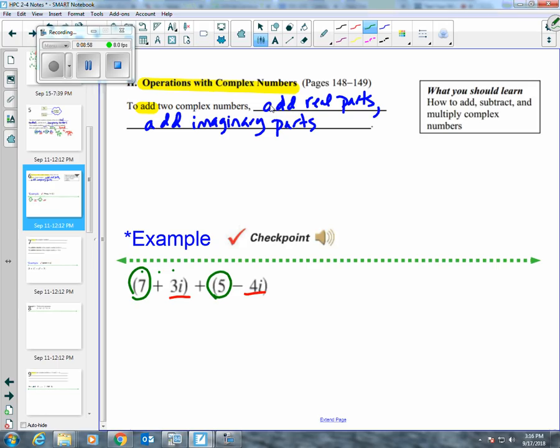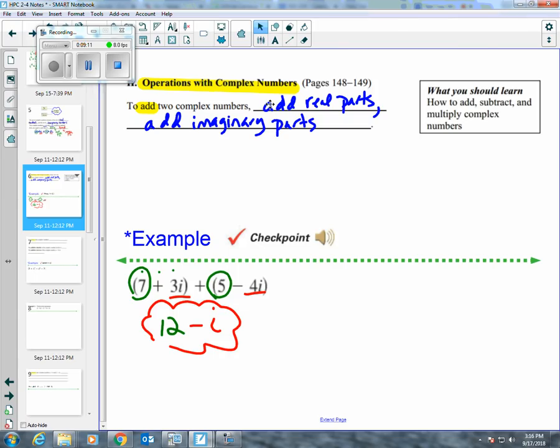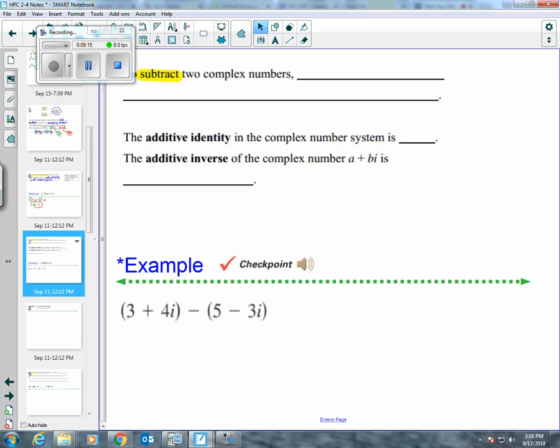So the real parts of my number, 7 plus 5, would be 12. The imaginary parts of my number, 3 minus 4i, would be minus i. So this complex number together, if I add, would be 12 minus i. So we're just adding reals and we're adding imaginaries. Well, then how do you suppose you subtract two complex numbers?